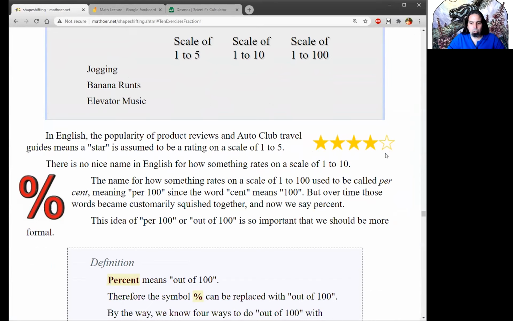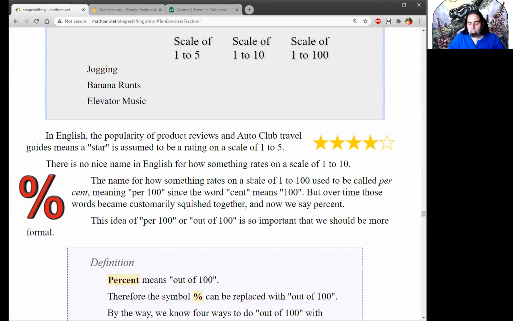So if I go to a hotel, fancy vacation, and say it's a 5-star hotel, Ruthie isn't going to go, poor David, 5 out of 100. Why did he stay at such a dumpy hotel? Right? She knows a 5-star hotel means good. There's no nice name in English for the scale of 1 to 10.